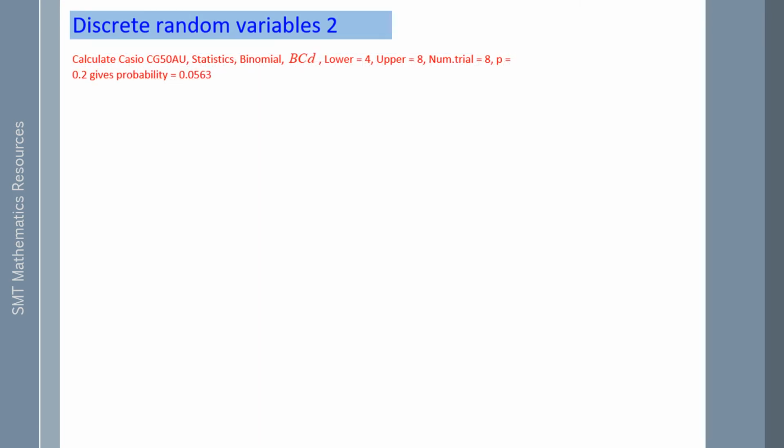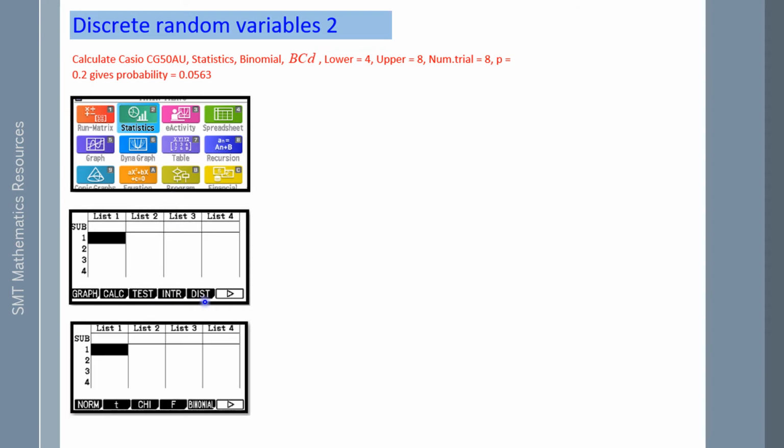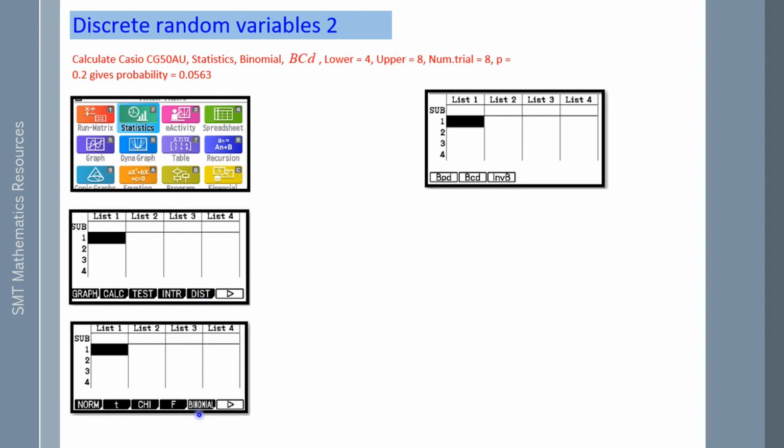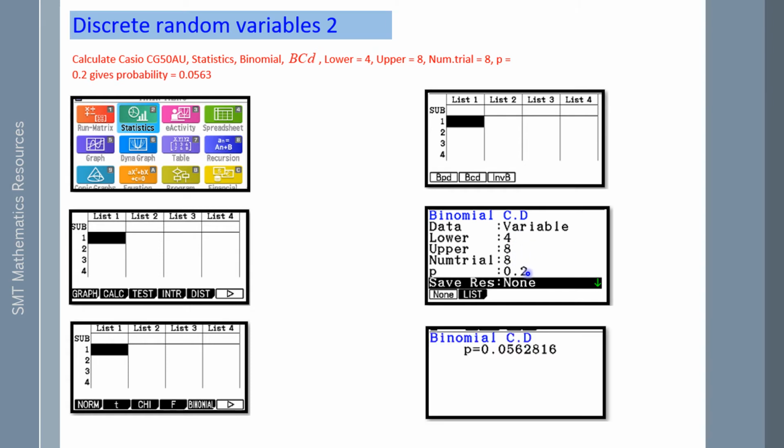The next one is getting at least 4 or more questions right. So using a Casio, our lower boundary is 4, our upper is 8, our number of trials is 8, and we have 0.2 as being p. So we go through the stats mode. We're going to choose distribution and binomial. Then going to choose cumulative because we're saying 4 or more. And I want 4 to be my lower, 8 to be my upper. I'm taking 8 questions, I have a 20% chance of getting it right. And for me to really pass this test, I've got about a 5.6% chance of passing if I guess.